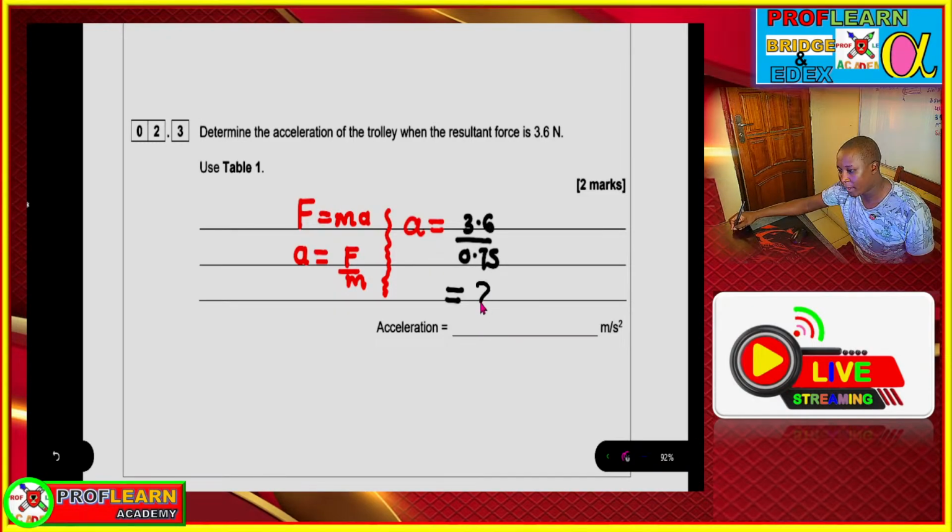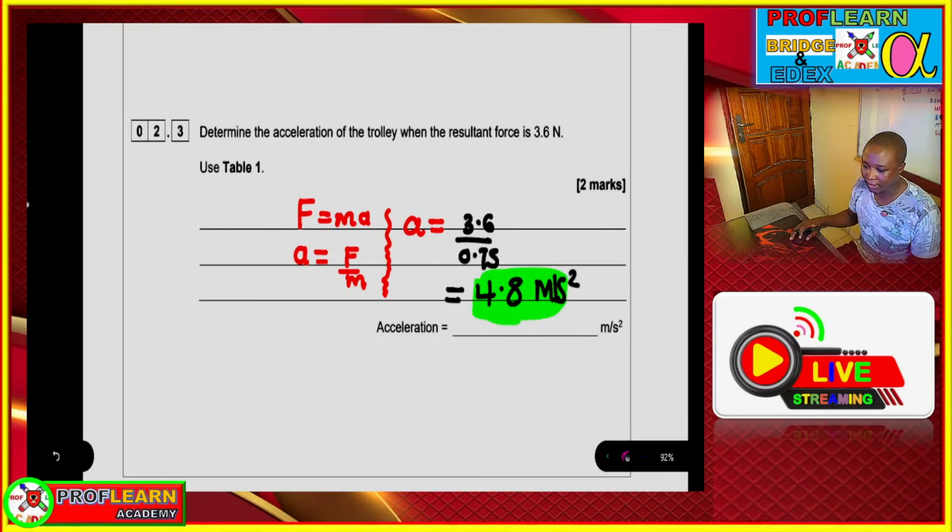So if we work it out, our final answer is 4.8 meters per second squared as the acceleration of this trolley. That's exactly what we are going to get as our answer, guys.